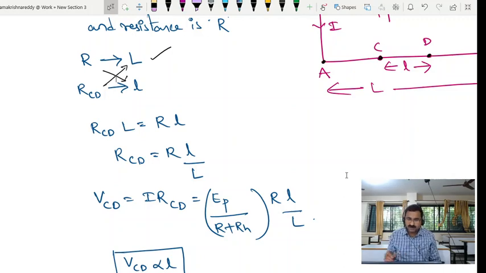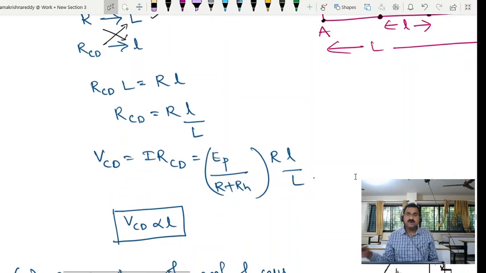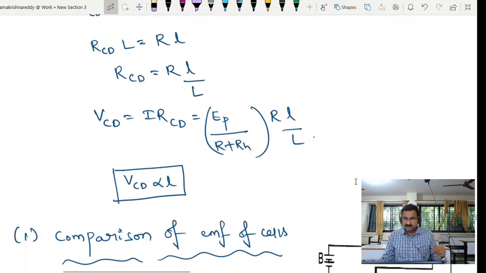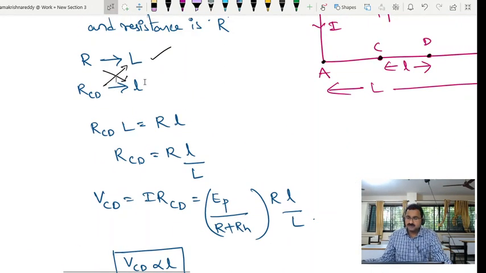Already the RCD value we got, and finally VCD is directly proportional to l. What is the meaning of that? The potential difference across any part of the circuit is directly proportional to the length of that portion of the wire. That is the first basic thing. But whenever we are solving normal cases, we use this formula also.